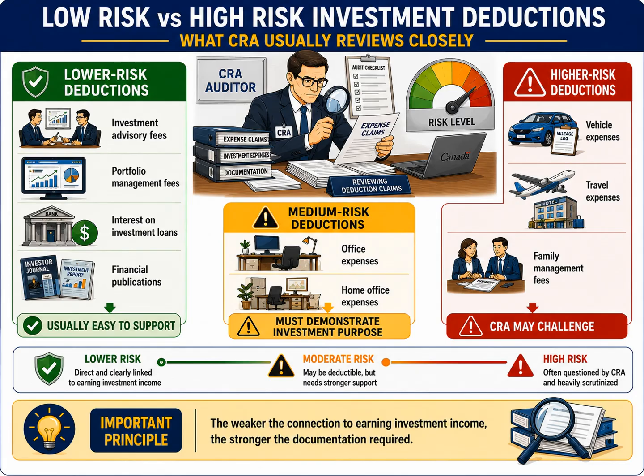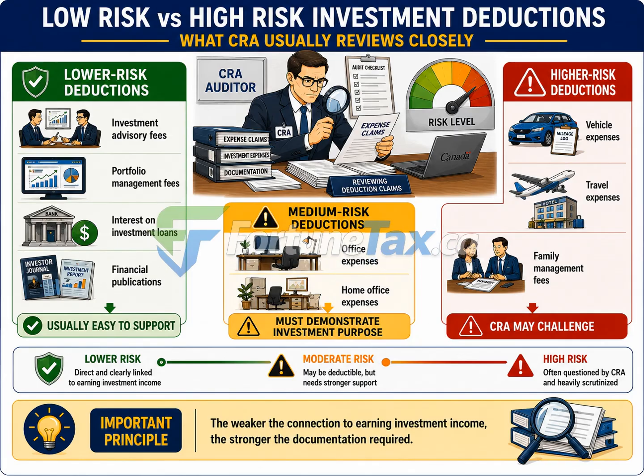The risk scale at the bottom of the slide summarizes an important concept. Lower risk deductions are usually directly connected to earning investment income. Moderate risk deductions can still be valid, but they require stronger support. High risk deductions are often questioned more aggressively and require excellent documentation. The key principle is highlighted at the bottom of the slide. The weaker the connection between an expense and earning investment income, the stronger the documentation required.